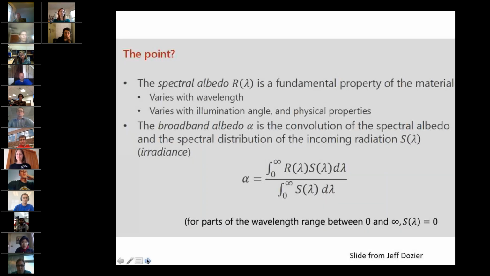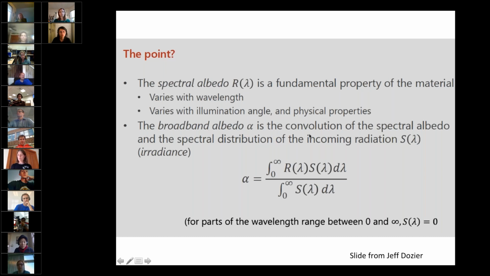Okay, so then what's going to happen to that? Once you know what wavelengths are going to hit your snow, then the spectral albedo, which is a function of wavelength, is a fundamental property of the material. It's going to vary with wavelength. It will also vary with illumination angle, just as I mentioned that the emissivity varied with illumination angle and wavelength, but less than the albedo, and with physical properties of the substance.